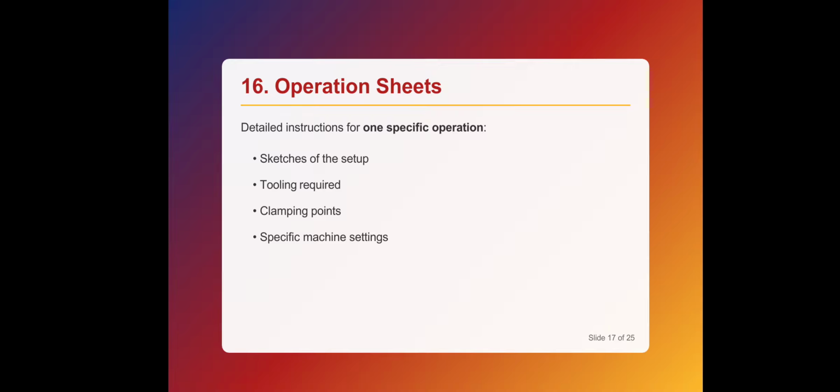The operation sheets, as I told earlier, are the detailed instructions for one specific operation. That includes sketches of the setup, tooling required, clamping points, and specific machine settings. These are the main important specifications that are involved in the operation sheets.